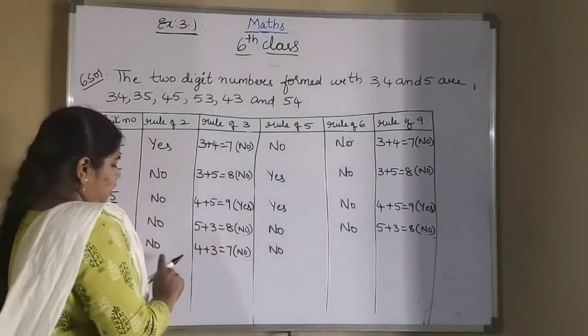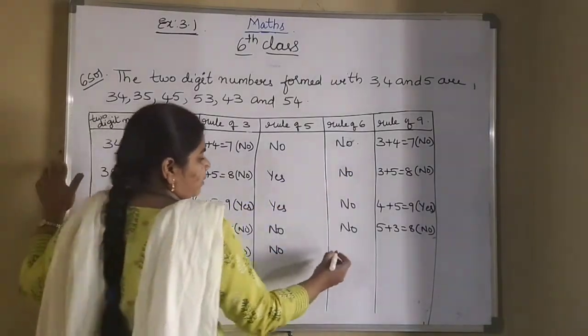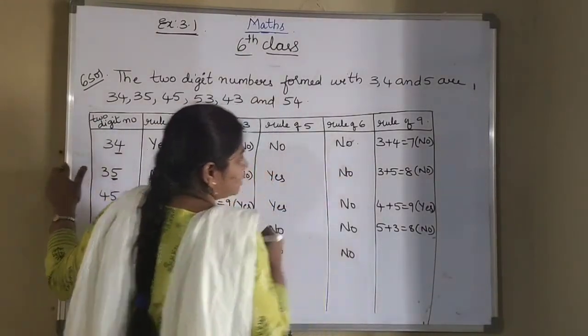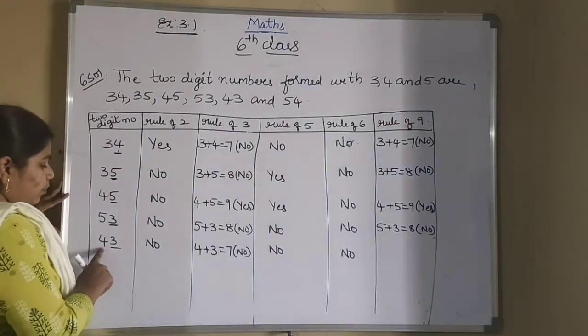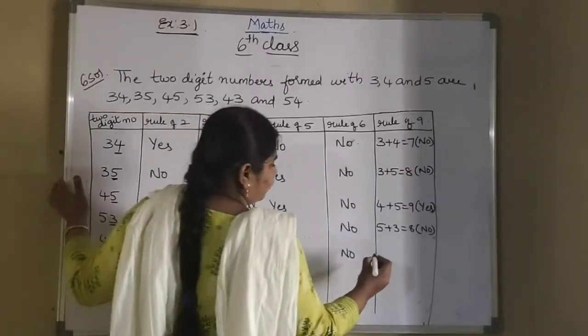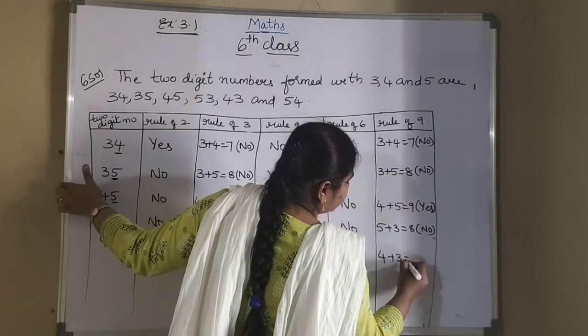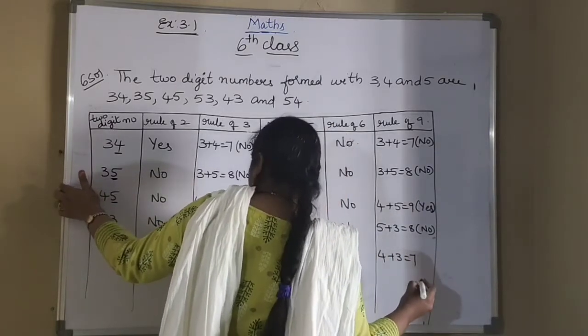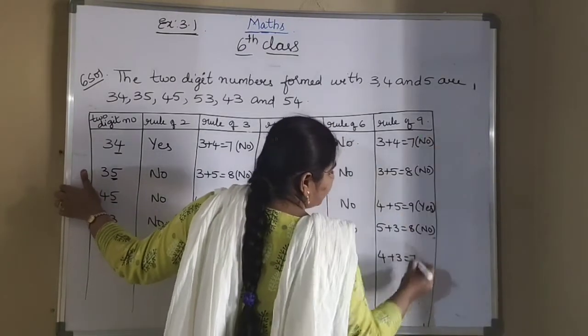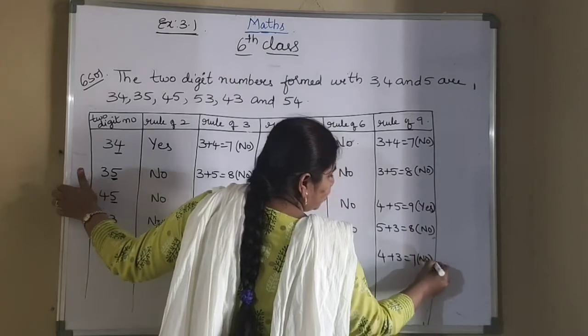Here, rule of 6: both should be divisible, but both are not divisible. That's why no. Rule of 9: we have to add both. That is 4 plus 3 equals 7. So, 7 is not a multiple of 9. So, it will be no.